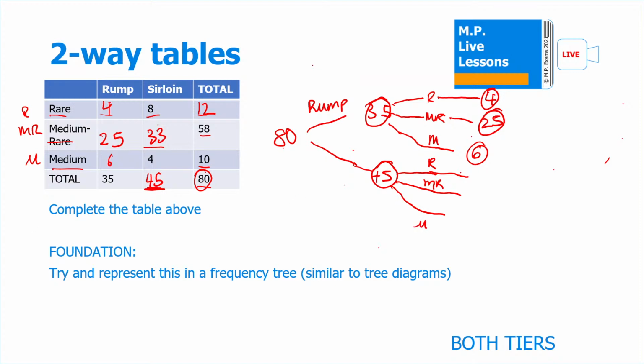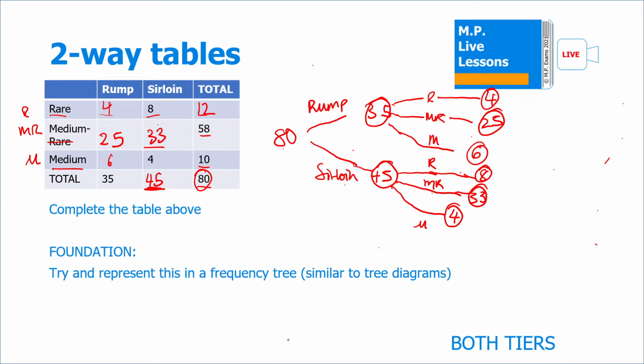we've got the sirloin splitting up. So we have the sirloin steaks that were ordered rare, that was 8 of them. Sirloin steaks that were ordered medium rare with 33. Sirloin steaks that were ordered medium for here. So that's like a frequency tree. So it kind of spans out like this, or splits in branches by detail.